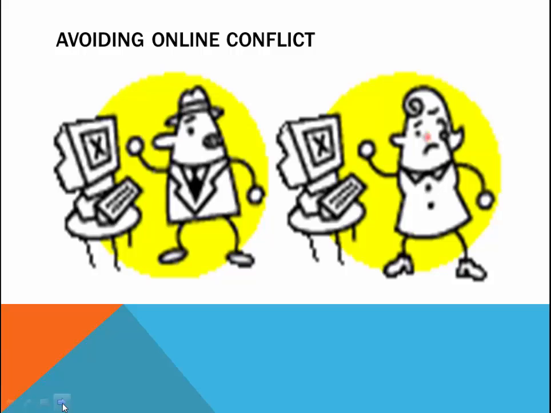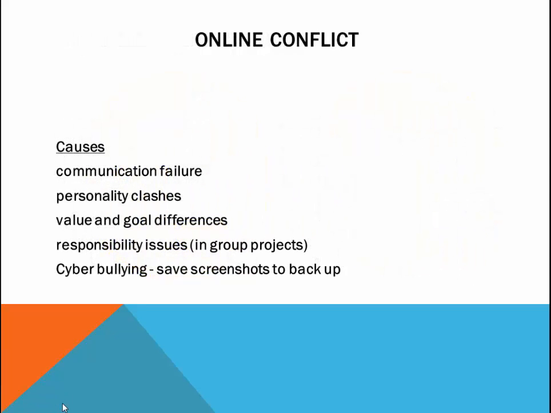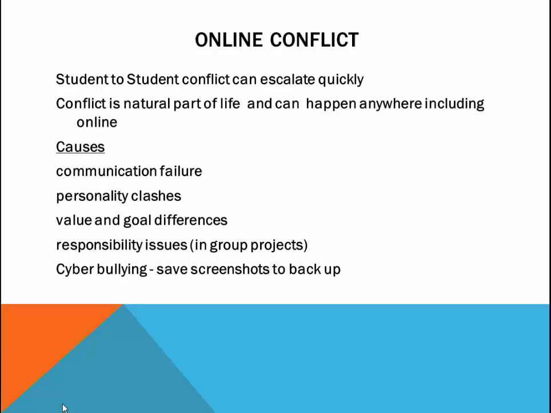Avoiding online conflict. Student-to-student conflict can escalate quickly. Conflict is a natural part of life and can happen anywhere, including online. The causes for online conflicts are communication failure due to text only, personality clashes, value and goal differences. Responsibility issues can occur when working in groups. Cyberbullying does happen. You need to save screenshots to back up what is occurring.